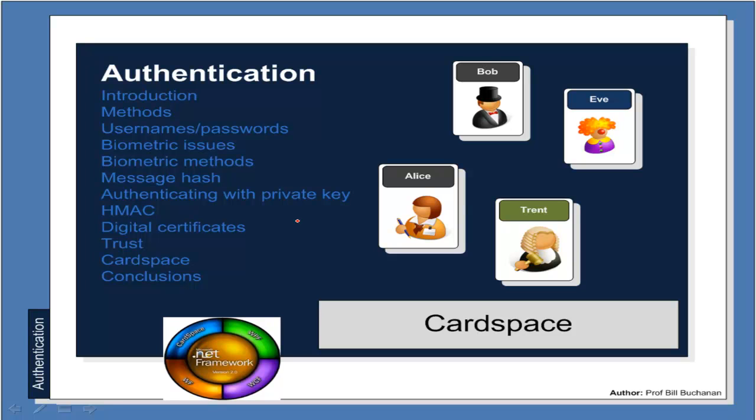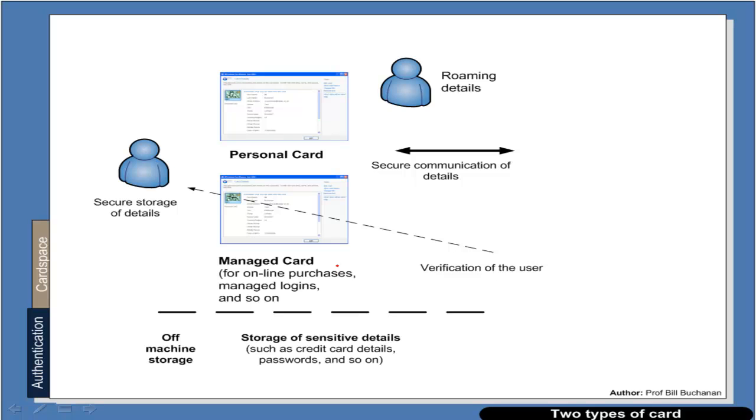This part of the presentation looks at a possible infrastructure for the future which integrates security with authentication. And one of the best modern examples of this is Microsoft CardSpace, which is part of the .NET 3 framework. With this, we can create two types of card, a personal card, and the personal card basically just contains a few of the details for the user.